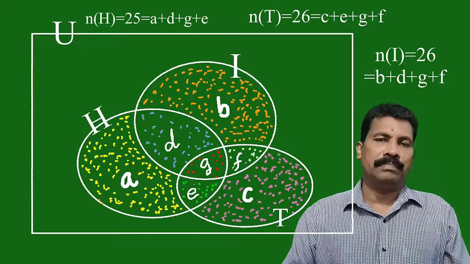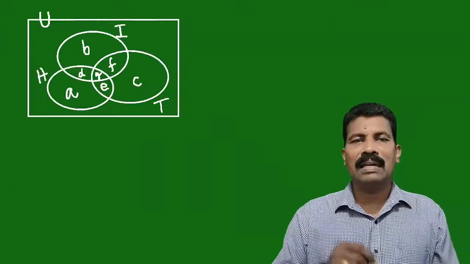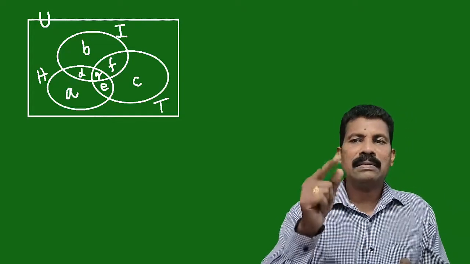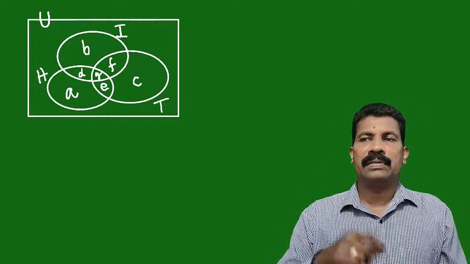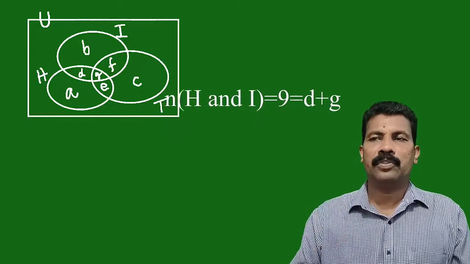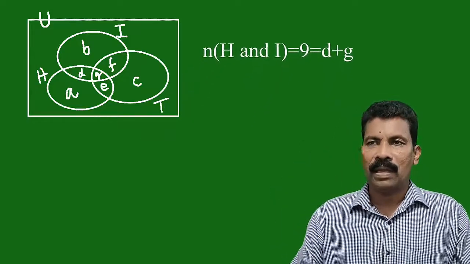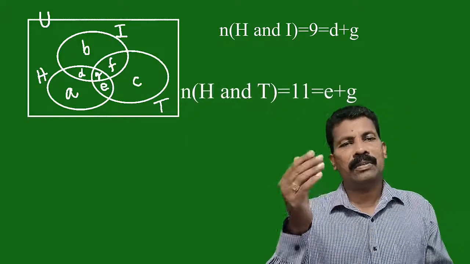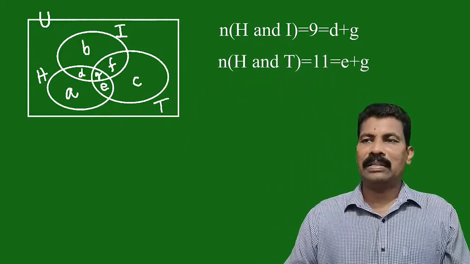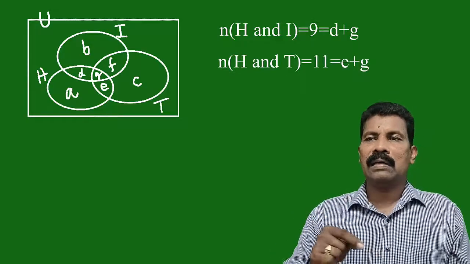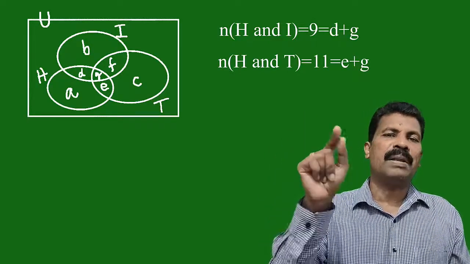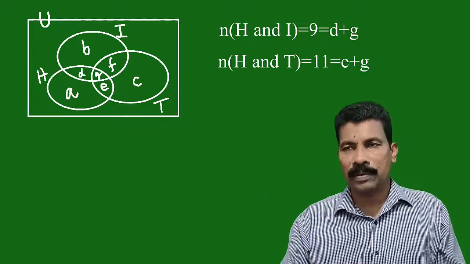Again it is given N of H intersection I is equal to 9. H intersection I means D plus G. So 9 is equal to D plus G. Then N of H intersection T is given to be 11. Here you can see H and T. H and T means E plus G. So that is equal to 11.